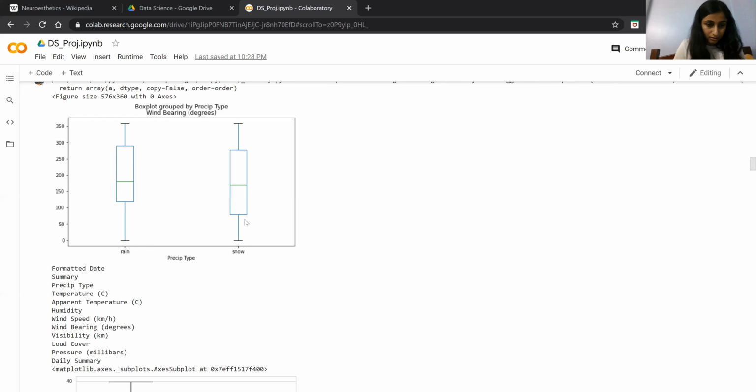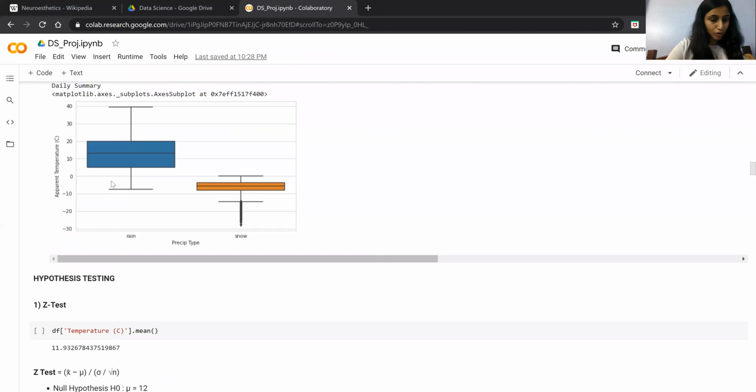What is important to note is that 25% of the data values fall between the minimum value and Q1. The same applies between the median and Q3. And the median is such that it separates 50% of data values on either side of it. Box plots have also been plotted for apparent temperature versus precipitation type.